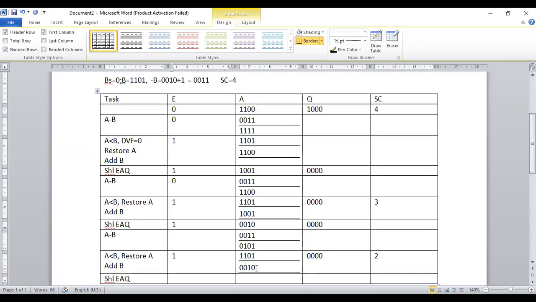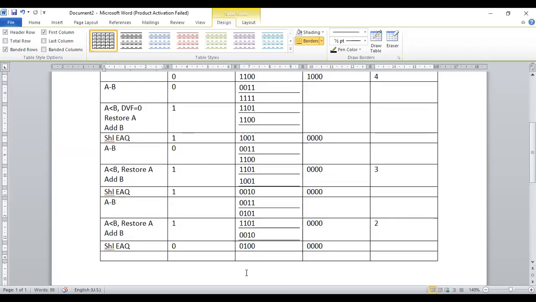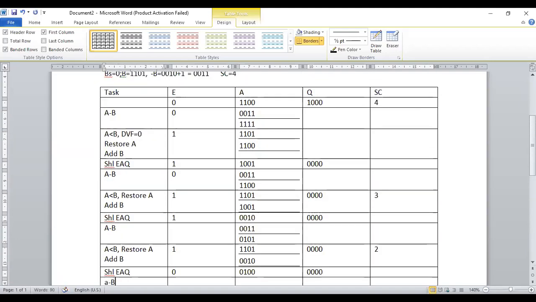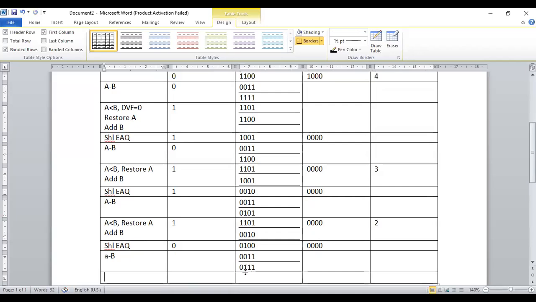EAQ. 001000000. After that, A minus B. What is minus B? 0011. If we add, 0111. Here also again, E is 0.